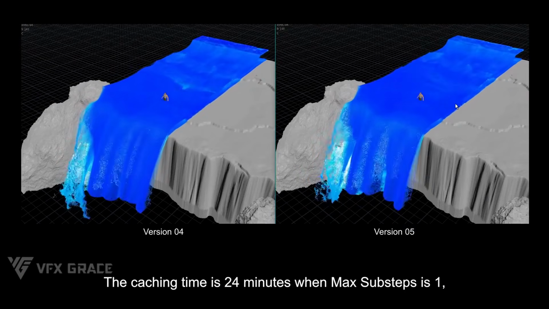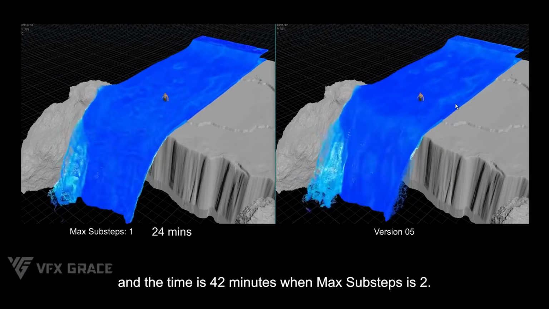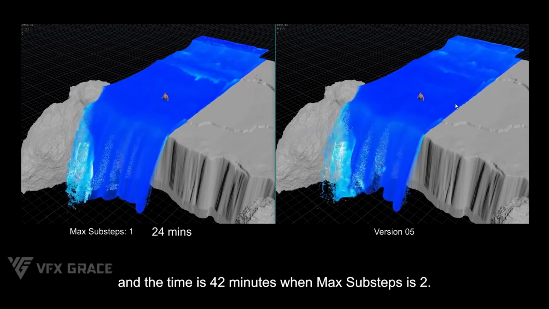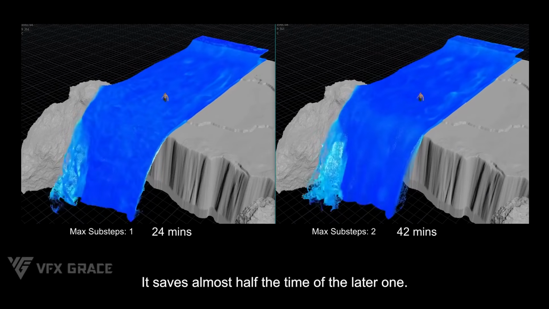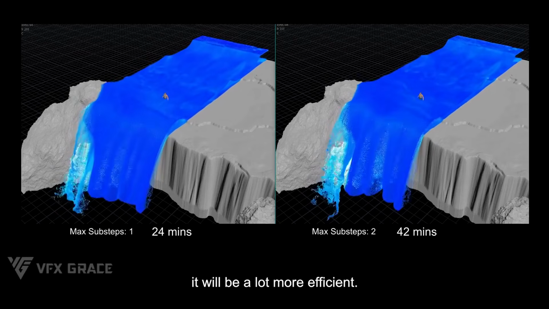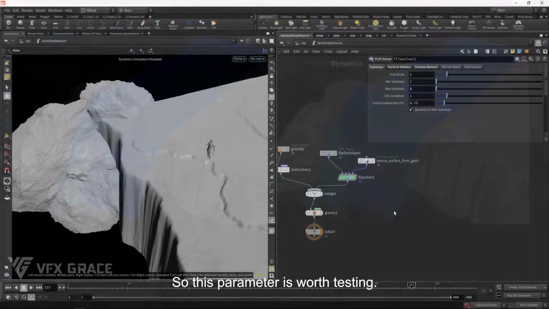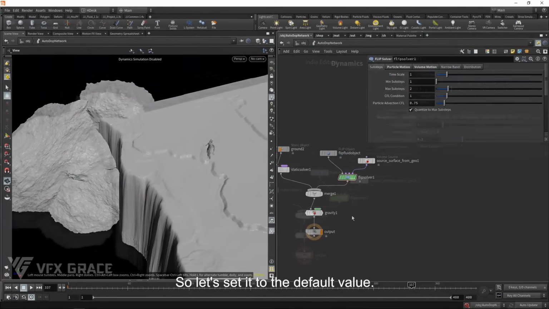The caching time is 24 minutes when max substeps is 1, and the time is 42 minutes when max substeps is 2. It saves almost half the time of the latter one. If the tested effect is okay, it will be a lot more efficient. So this parameter is worth testing. We don't need stripped texture, so let's set it to the default value.